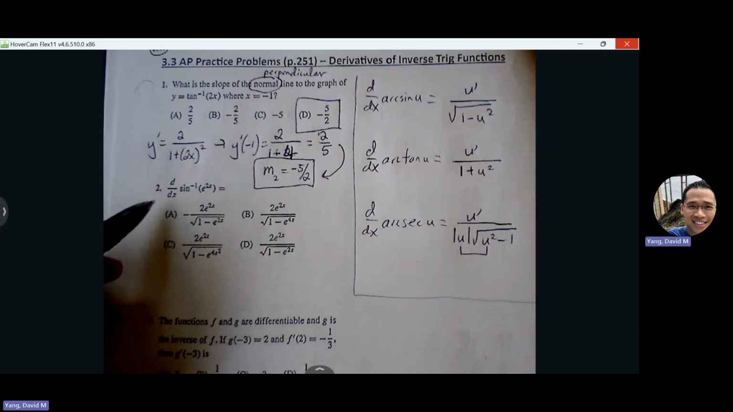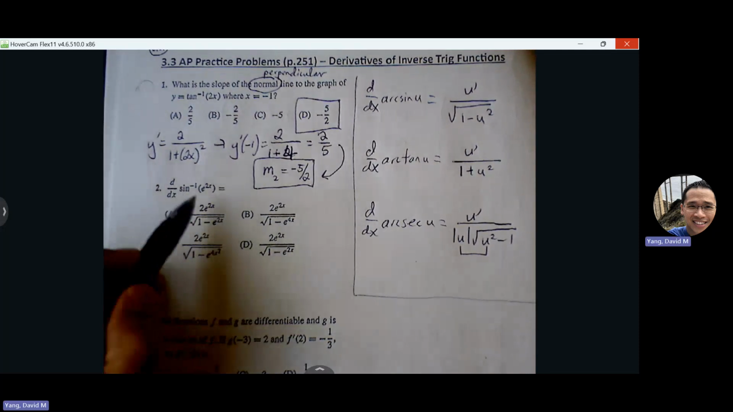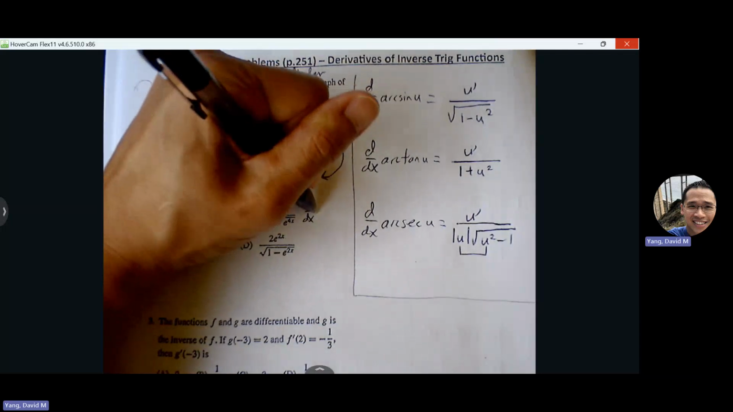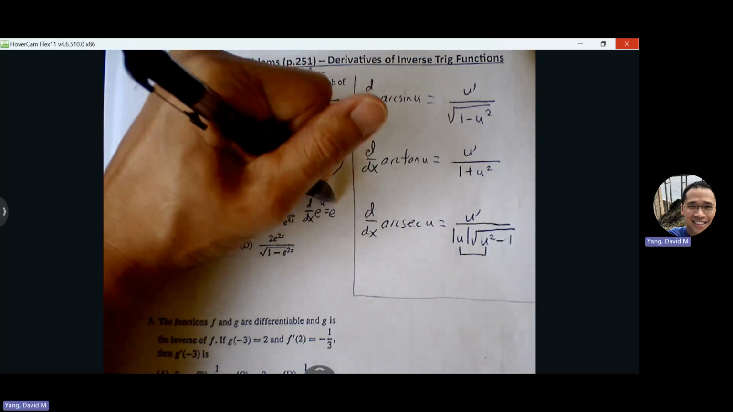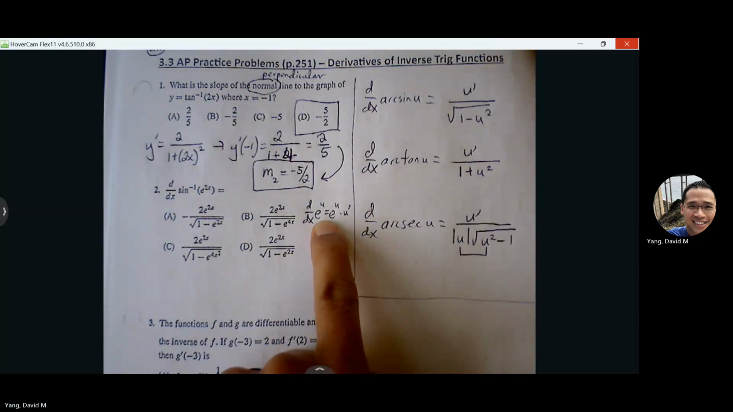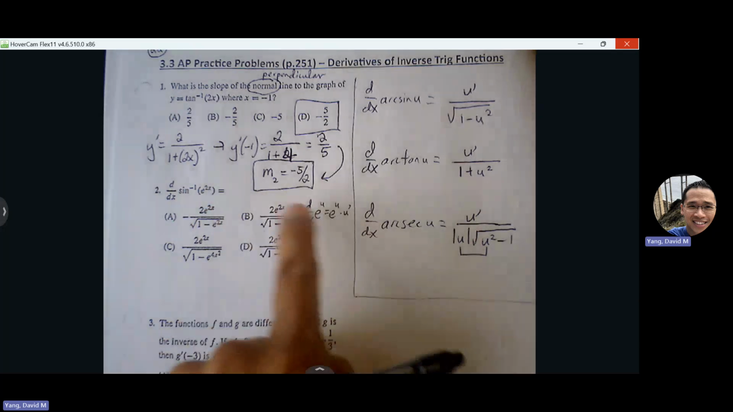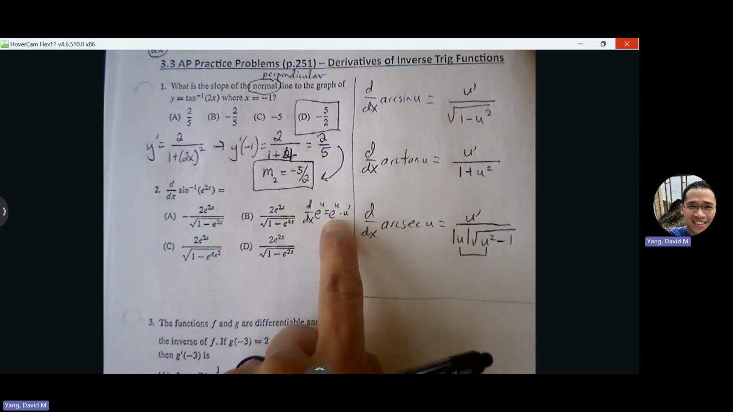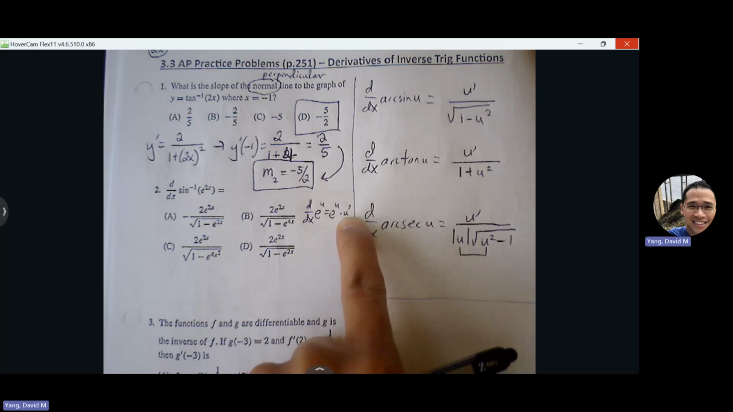Number 2 is a nested chain rule here. Just for reference here, the derivative for e to the u is e to the u times u prime. I know that so far we've only learned e to the x, but we know that if there's chain rule built into an exponential function, e, we know it's going to be the original function times the exponent's derivative, so e to the u times u prime.